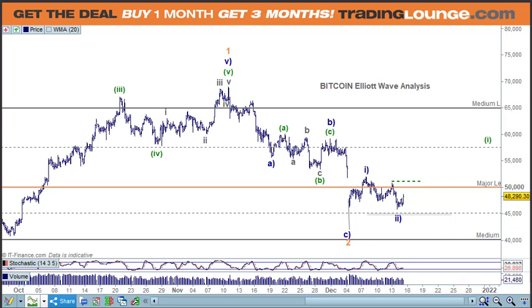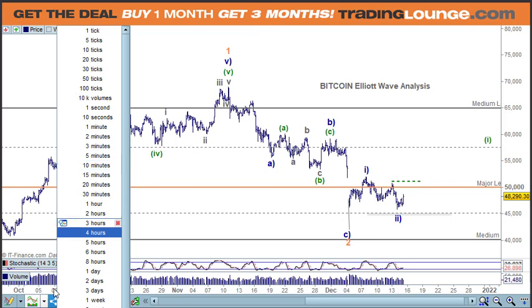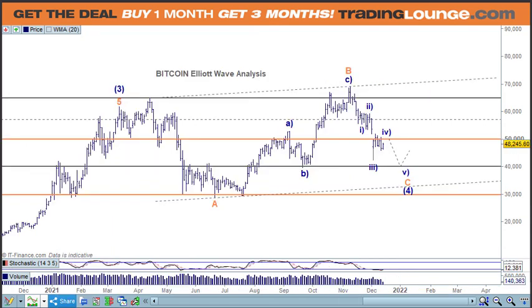Let me just check. And this is just a 2-day chart. This particular count here would be looking at wave 3 here with an A wave, a B wave, and a C wave here for this. So we'd still need to come down and make a new low into the 40 here.